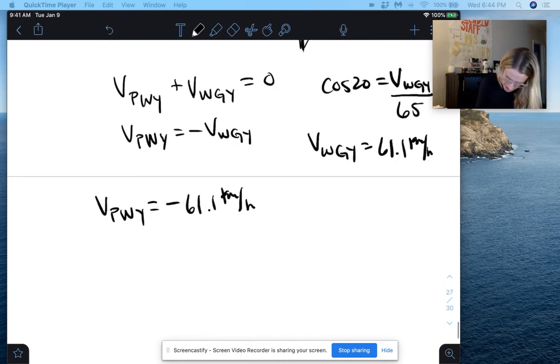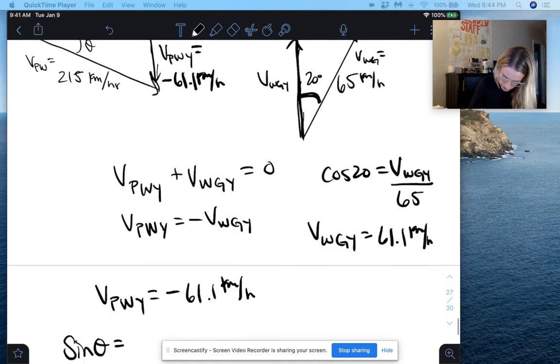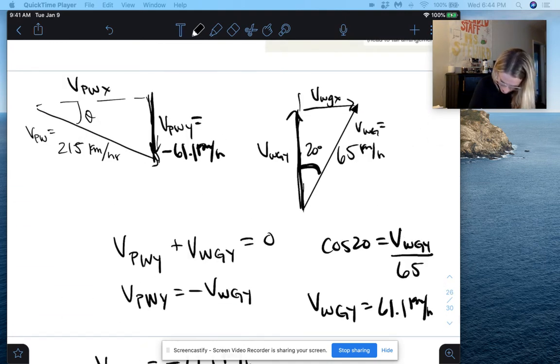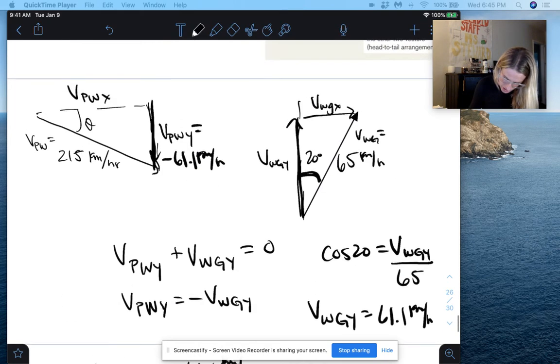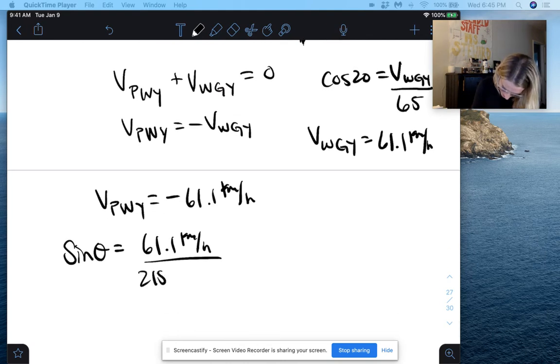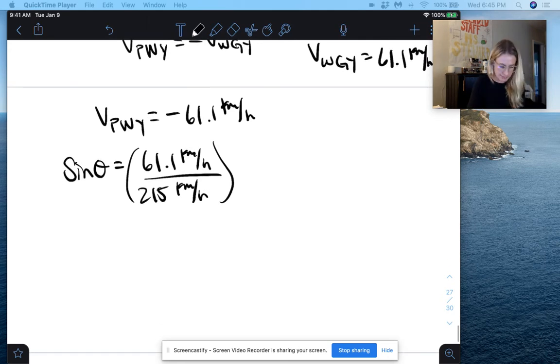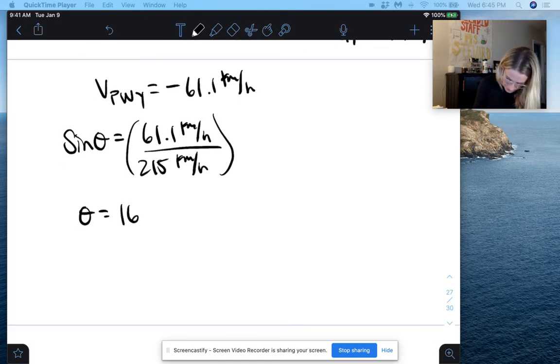So the sine of the angle is equal to opposite, which is the velocity of the plane relative to the wind in the y direction, so 61.1 kilometers per hour, over the hypotenuse, which is 215 kilometers per hour. So I take the inverse sine of 61.1 divided by 215, and I get 16.51 degrees. So there's my angle.